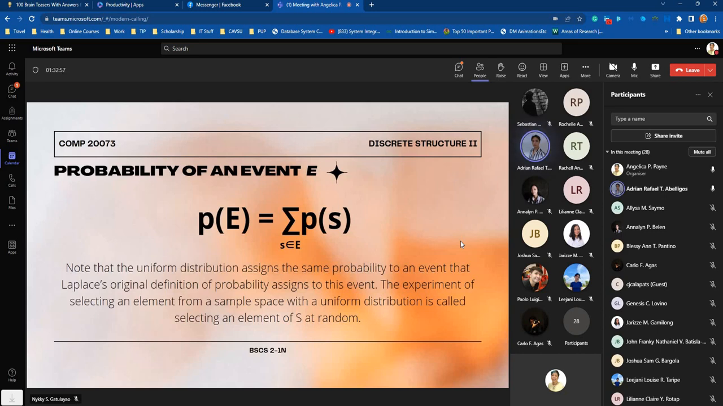Then the next presenter will continue the key terms that will be important to be tackled on this chapter. Please proceed.